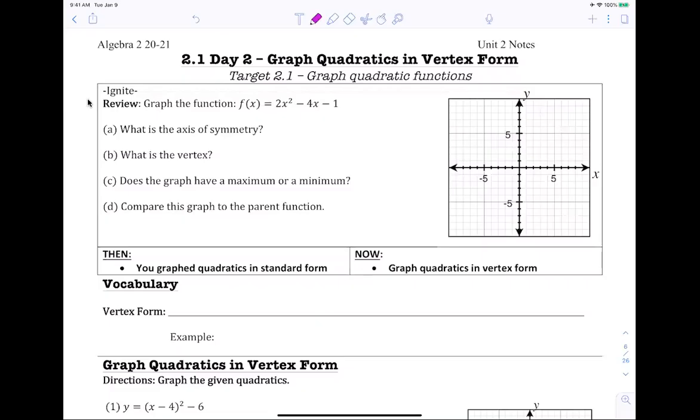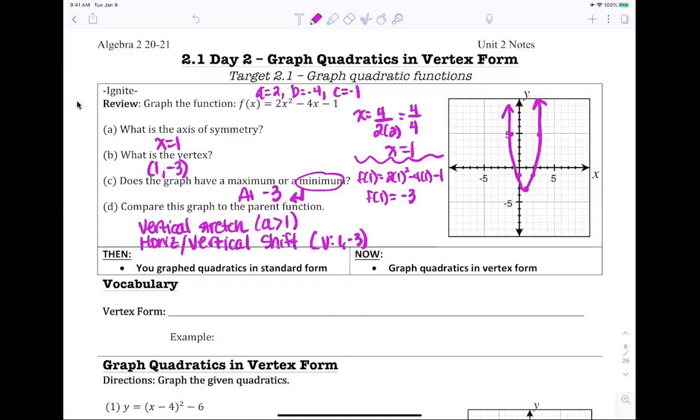Today, we're going to be graphing quadratics in vertex form. So take a second, as always, pause your video, and I want you to try the ignite at the top of the page. Answers are up.